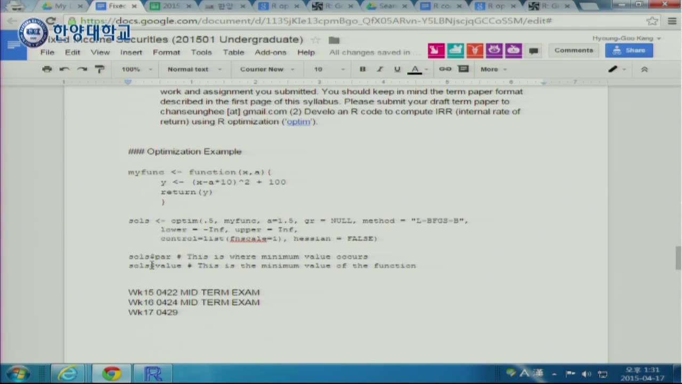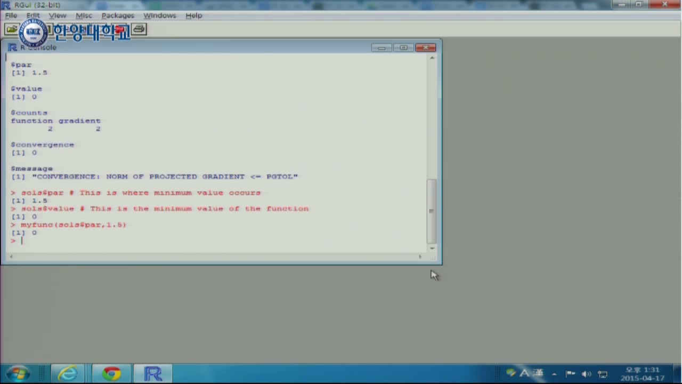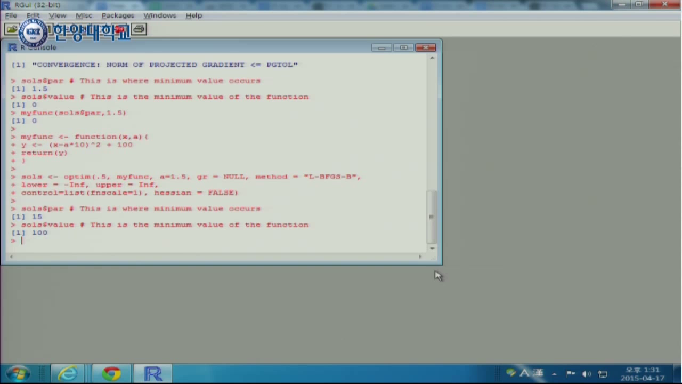Yes, exactly. Let's check it. So I think you are finally getting the idea, okay? Right, 15 and 100. So this is enough for your homework, isn't it? Any question?